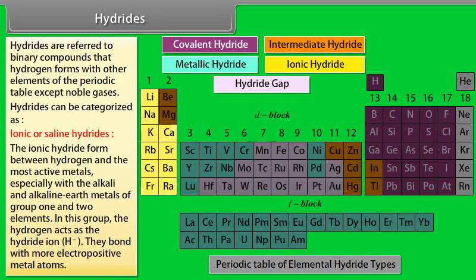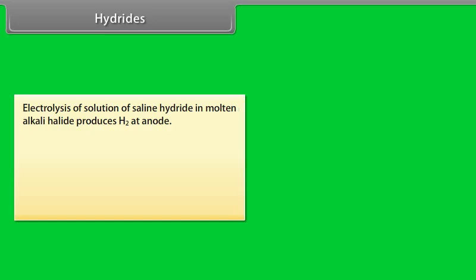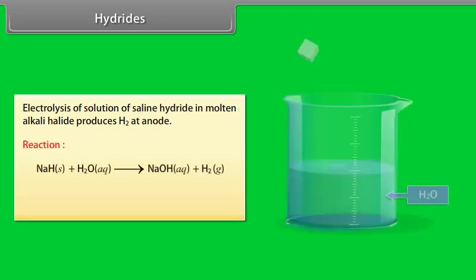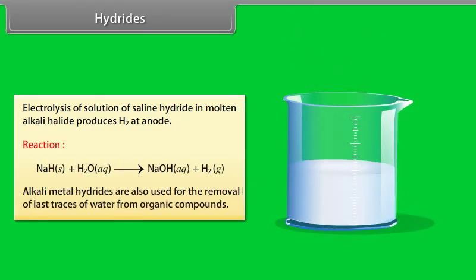In this group, the hydrogen acts as the hydride ion. They bond with more electropositive metal atoms. Electrolysis of a solution of saline hydride in molten alkali halide produces H2 at the anode. The reaction is given as. Alkali metal hydrides are also used for the removal of last traces of water from organic compounds.